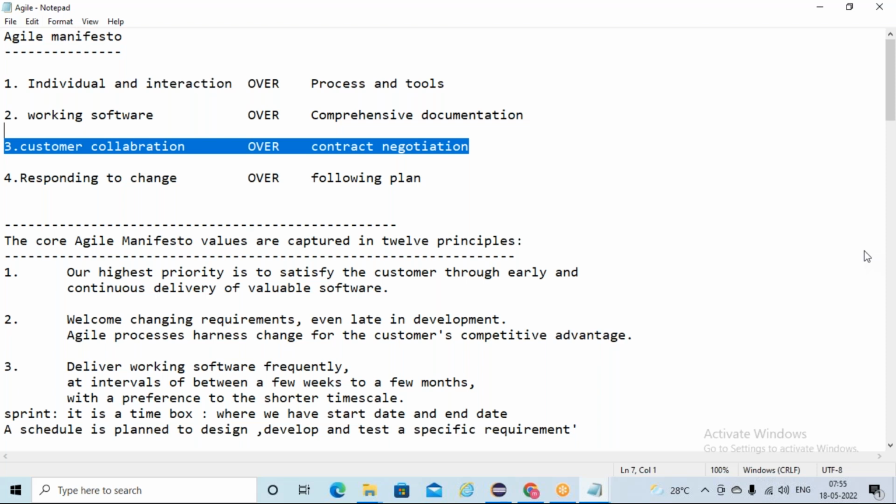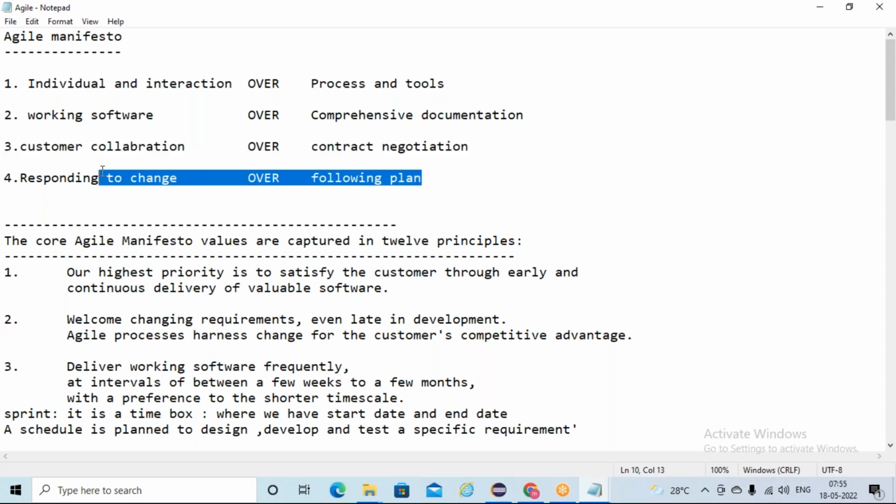But the first priority is our application. Our final agenda is to deliver a quality application to the customer, right? That is the main thing, right? So that we need to, right? Next, responding to the changes over following a plan, means already you prepared some plan.